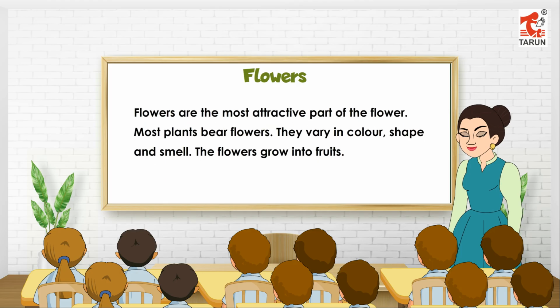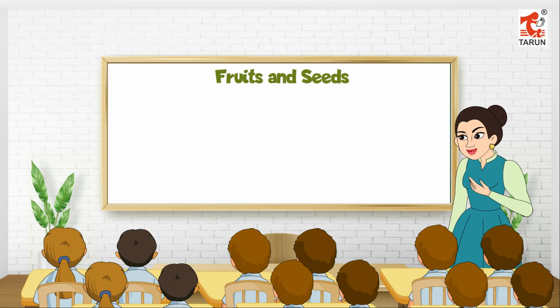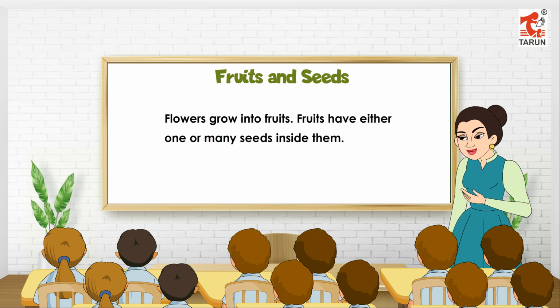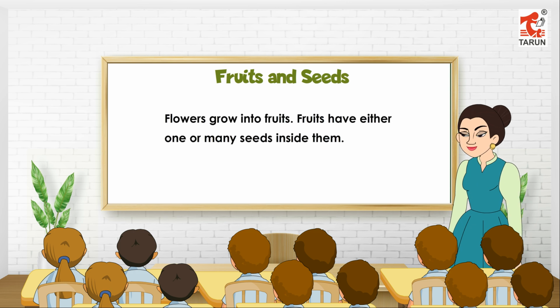Flowers. Flowers are the most attractive part of the plant. Most plants bear flowers. They vary in color, shape and smell. The flowers grow into fruits. Fruits and seeds. Flowers grow into fruits. Fruits have either one or many seeds inside them.